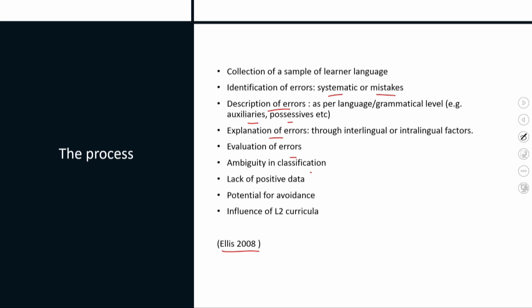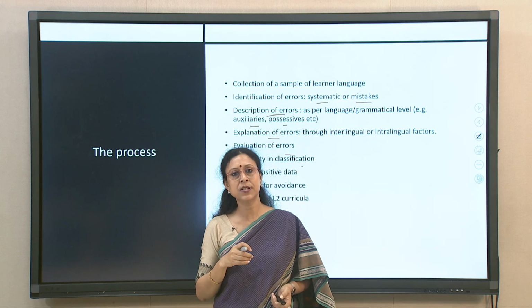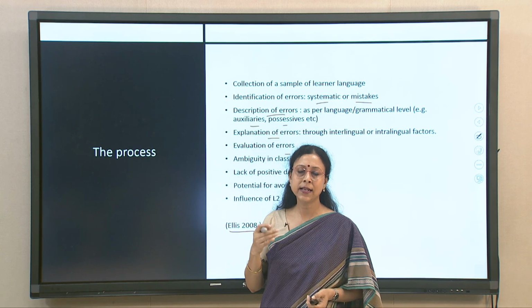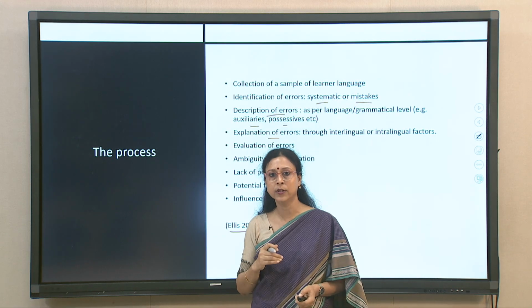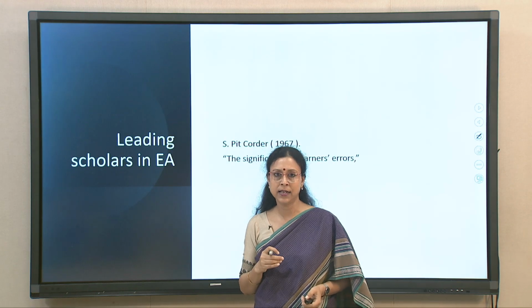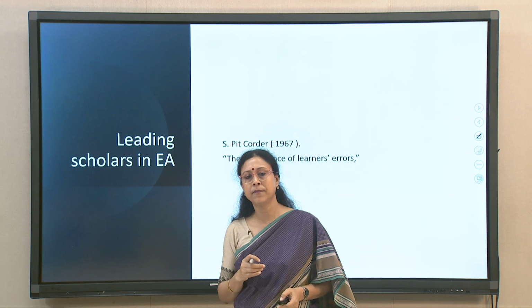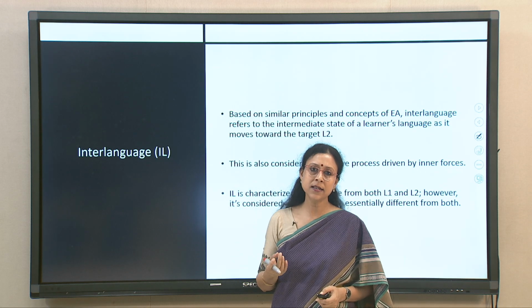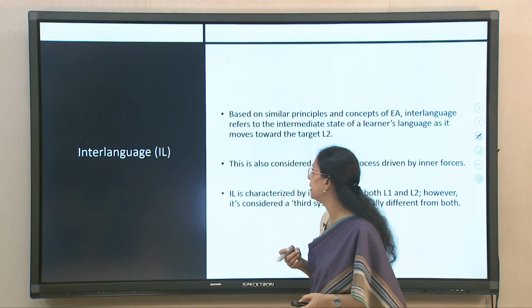So, a detailed description of the errors that the learner is producing in a specific language when they are learning it in L2, and then understanding them through some kind of an underlying rule. That is the main idea. One of the main leading scholars in this is Pete Corder, and this is the main publication that we are talking about here. Then another important idea was the interlanguage, IL.